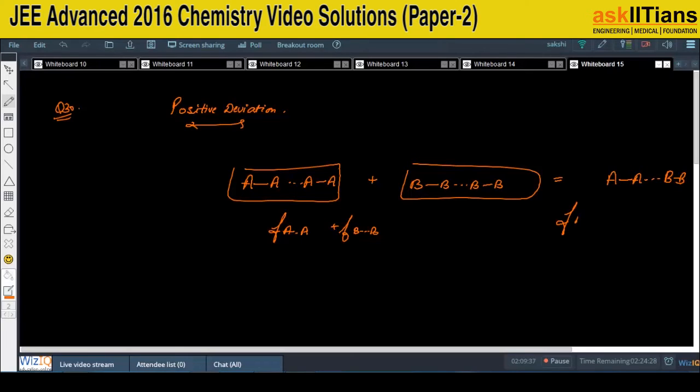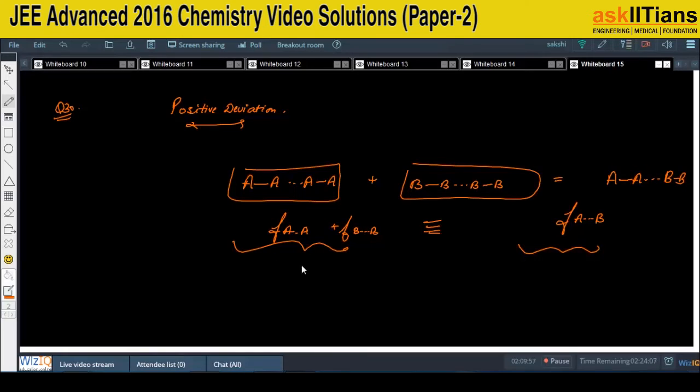Now whatever will be the force of attraction between these molecules, if the total force of attraction between reactants is found to be equal to the total force of attraction between the product side, you can say that there will be no deviation, or else you can say this is the ideal condition that you have got.